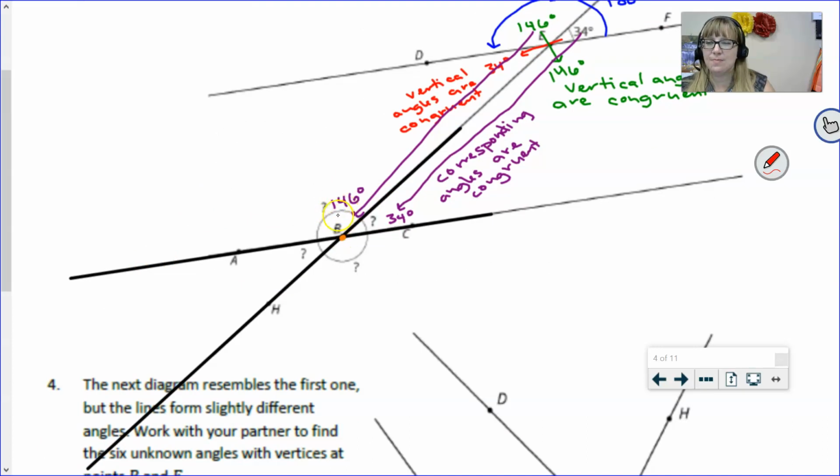146 degrees, vertical angles, so I know that this is 146 degrees because vertical angles are congruent. Let's check to see if that confirms what we already suspected. This is 146 degrees. If I translate it down, we have the corresponding 146 degree angle. We've proved it twice now. Vertical angles and corresponding angles. And for the final one, we're going to use that supplementary angles property, knowing that this is 146 degrees. I can now see that 180 degree straight angle.